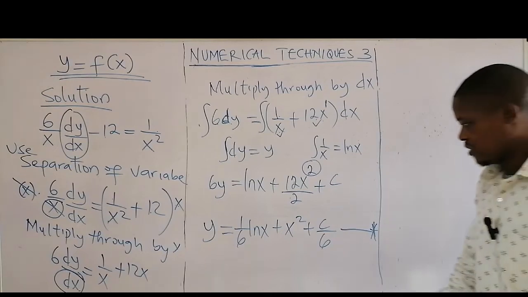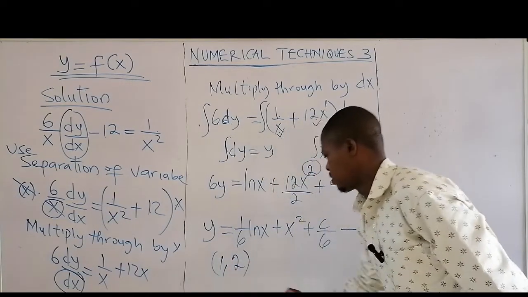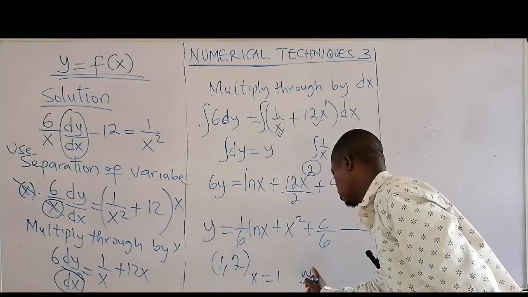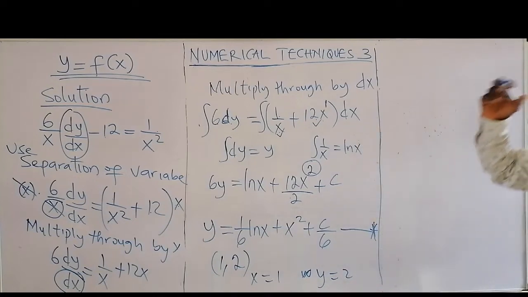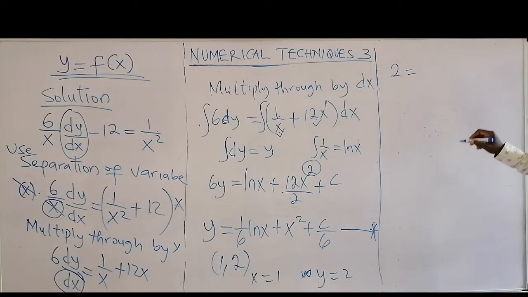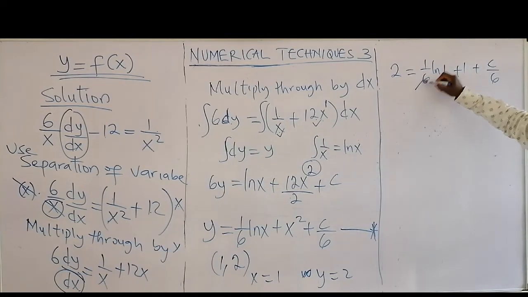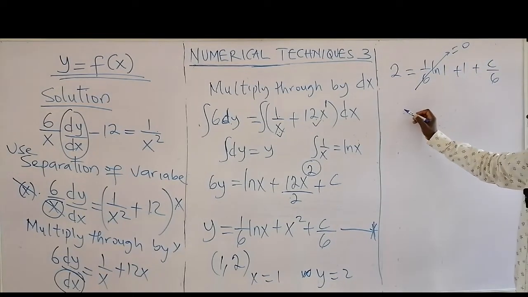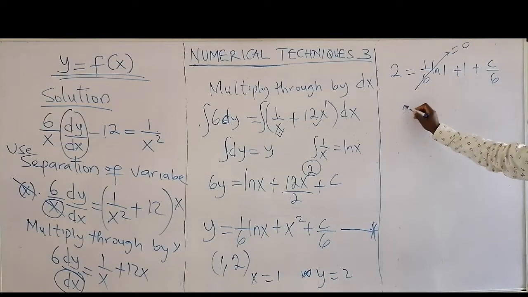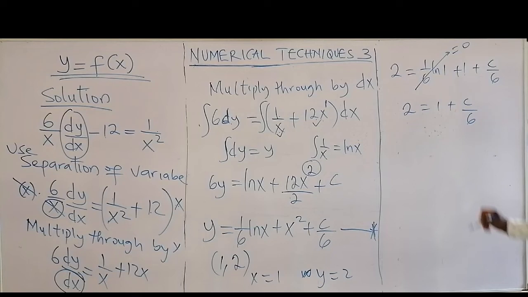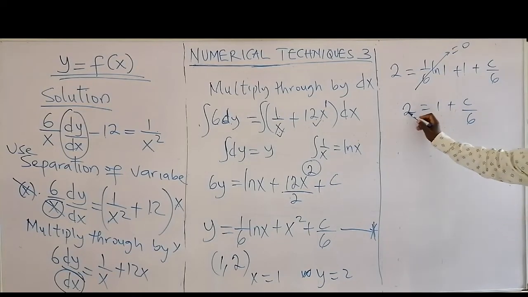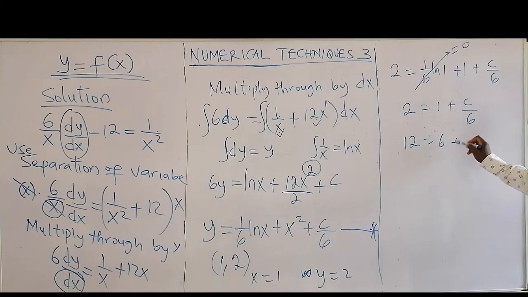Then we are given a point 1, 2. Let's do that. This implies x is 1, y is 2. Plug in those values. So we have 2 for y equal to 1 over 6 ln 1, then plus 1 plus c over 6. And don't forget, ln 1 is equal to 0. So we now have 2 equal to 1 plus c over 6. Can we multiply through by 6? 2 times 6, that's 12, plus this one also times 6, that's c. Then finally, c is 12 minus 6.